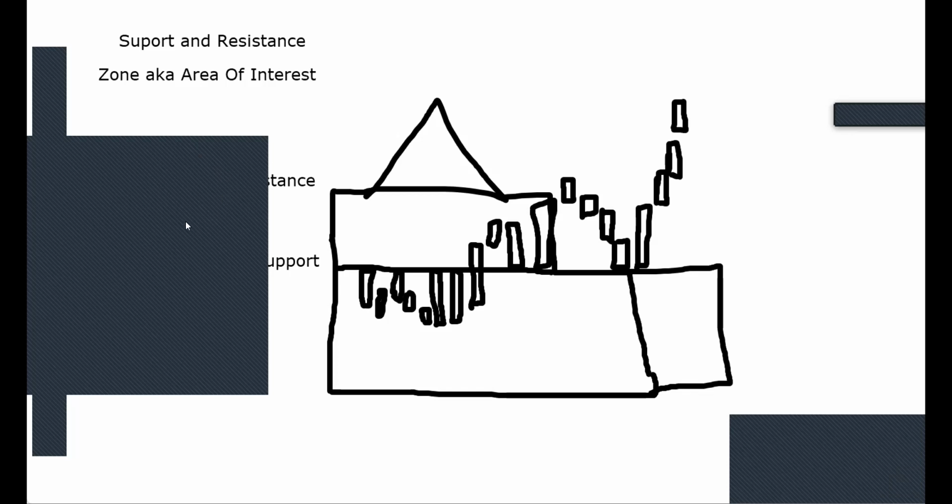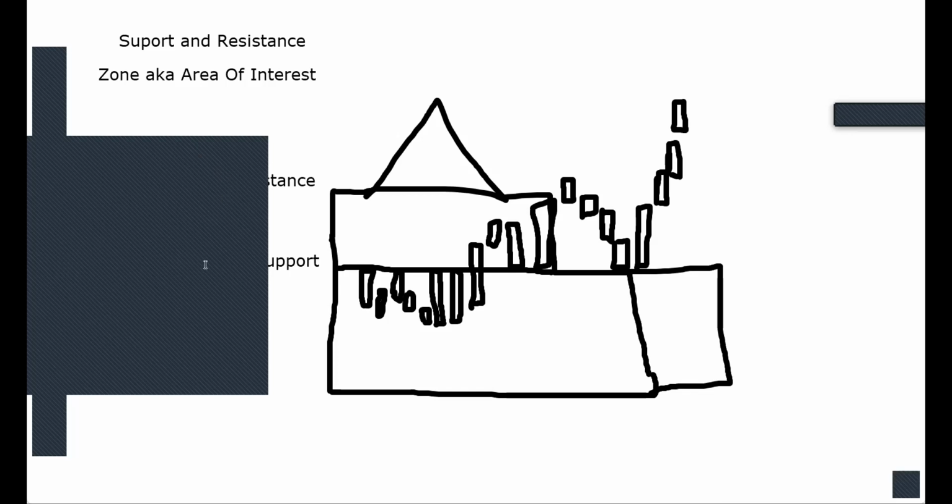How would you find support lines and resistance lines on the chart? I'm going to cover that. But this is the blueprint, right? This is the blueprint. And that's a good question.